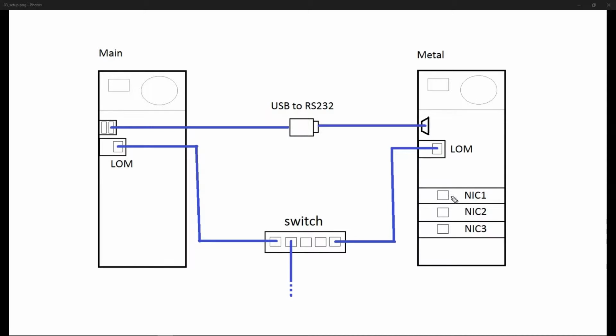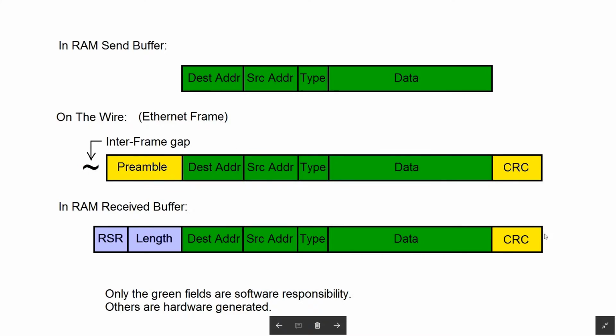To do this I'm going to use a short crossover cable. I'm going to be sending one Ethernet frame over the wire, over the crossover cable. To do that I have to first set up the data in RAM to be sent. I have to set up the receive buffer, then I have to issue the send command, and then I have to wait for the frame to be received.